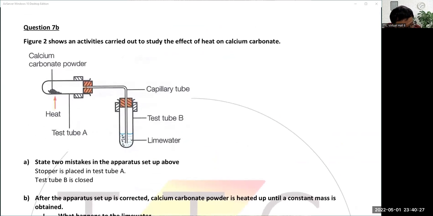So the first one, you shouldn't put a stopper at B, because you need to bubble the gas through the limewater. Here you should leave it open to let the gas come out. So you shouldn't put any stopper at B. Then it will make test tube B closed. Then as more and more gas is released, this will become high pressure.